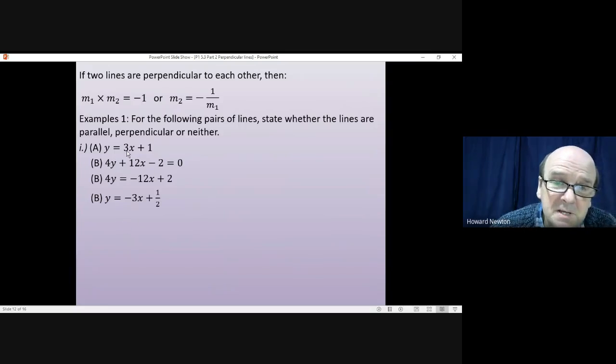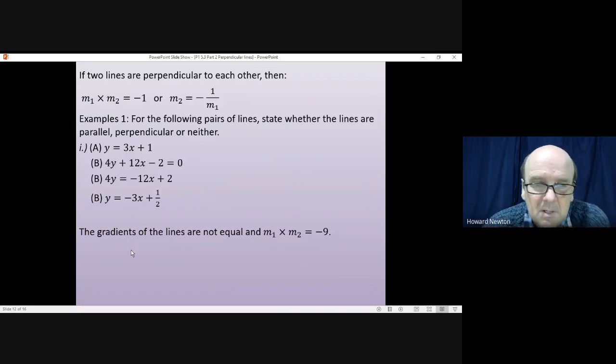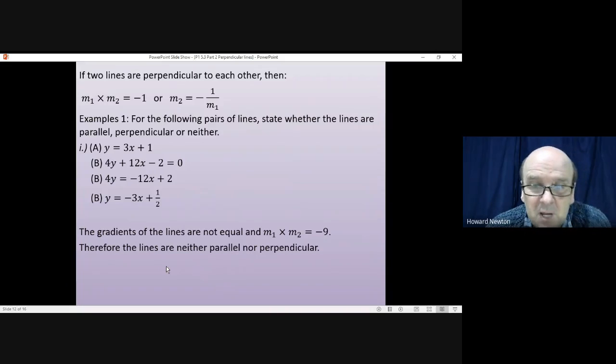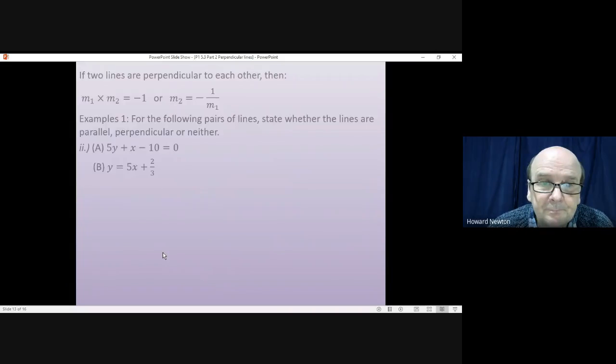The gradient of the first line is plus 3. The gradient of the second line is minus 3. Now, those two gradients are not the same as each other. 3 doesn't equal minus 3. One's uphill, one's downhill. So they're not parallel. And if we multiply those two gradients together, m1 times m2, we get 3 times minus 3 is minus 9. So the gradients of the lines are not equal. And furthermore, the product of the gradients is equal to minus 9, not minus 1. So those two lines, they're not parallel to each other, nor are they perpendicular to each other.